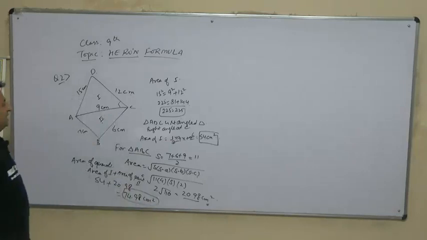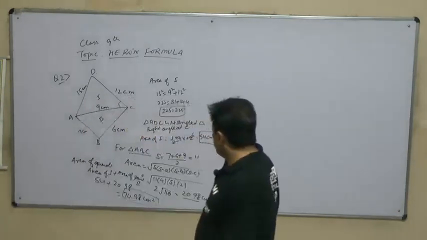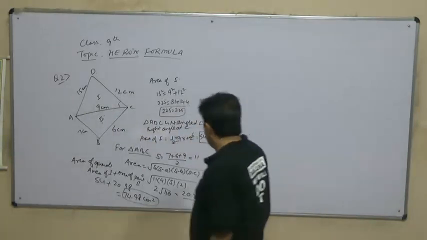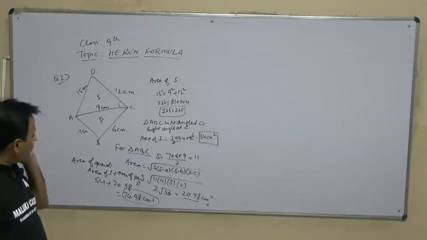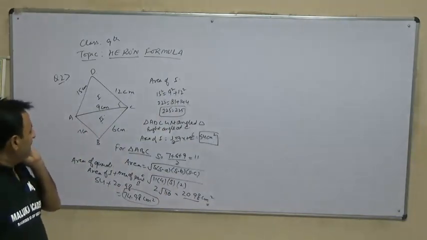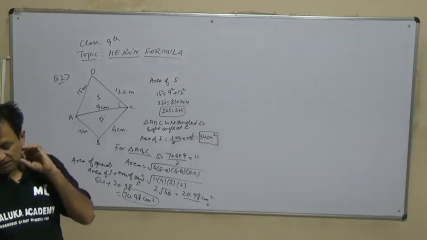So we have seen that the area of this quadrilateral is 74.98 centimeter square. Here we find this by using the square root of 110, then multiplying it by 2, that comes out to be 20.98 centimeter square.